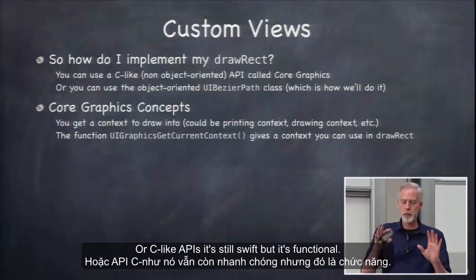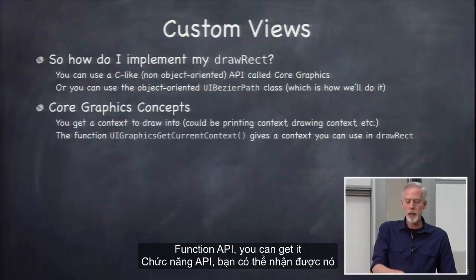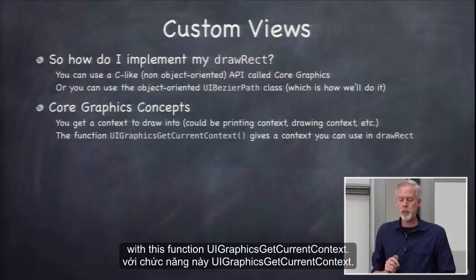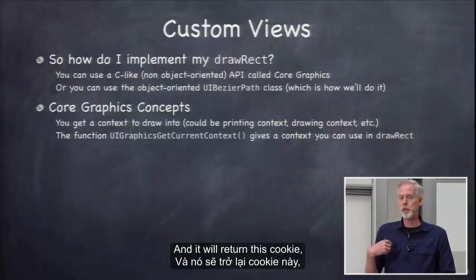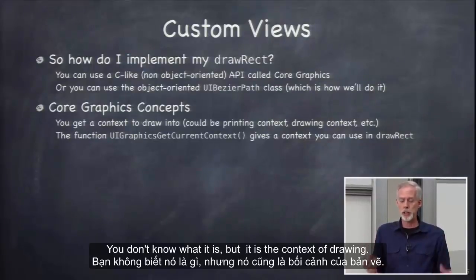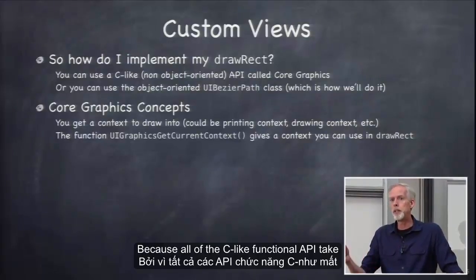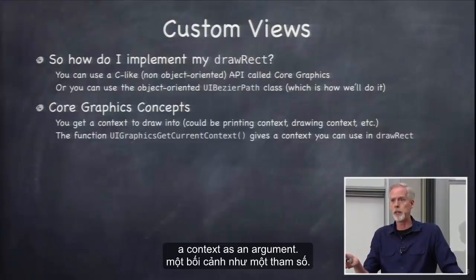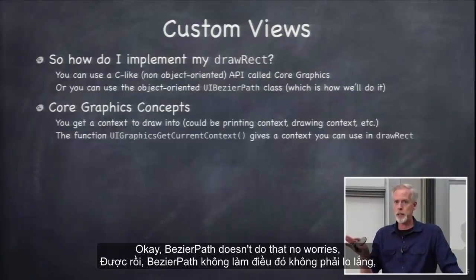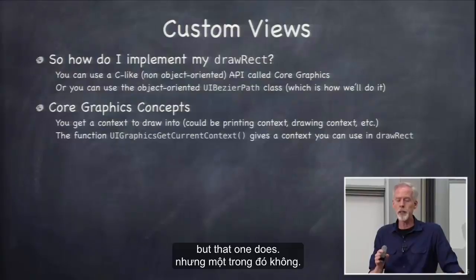It's still Swift, but it's a functional API. You can get it with this function, UIGraphicsGetCurrentContext, and it'll return this cookie. It's just this magic cookie. You don't know what it is, but it is the context of drawing, because all of the C-like functional API take a context as an argument. Okay? The Bezier path doesn't do that, no worries, but that one does.